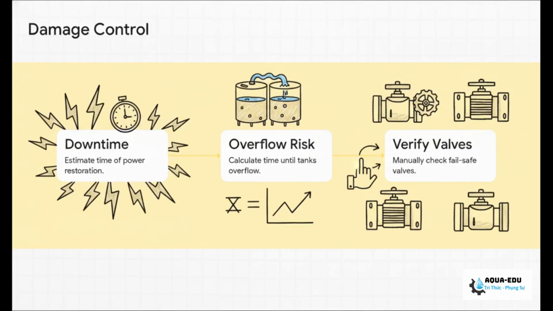Once the electrical hardware is assessed, we pivot straight to damage control. Step 7, get an estimated time of restoration from the power company. Step 8, calculate exactly how many hours you have until those equalization and aeration tanks spill over based on your current inflow rate. And Step 9, manually verify the positions of all your motorized and solenoid valves.